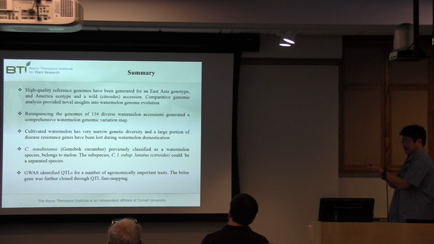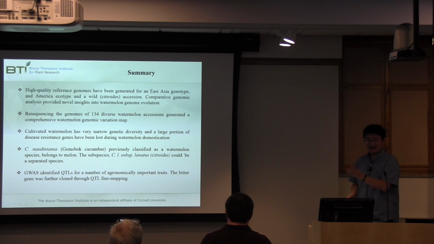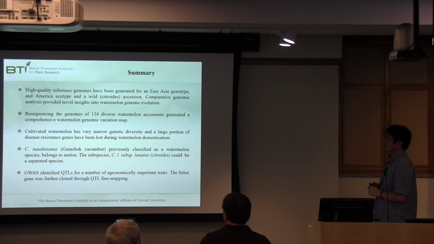Okay, before I go to that new project, I would like to provide a summary of what I talked about so far. Firstly, a high-quality reference genome has been generated for an East Asian ecotype, an American ecotype, and a wild Citroides accession. Comparative genomic analysis provides novel insights into watermelon genome evolution.